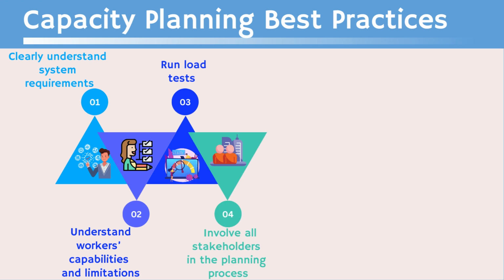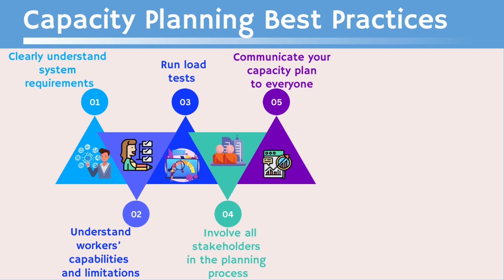Involve all stakeholders in the planning process. This includes managers, employees, customers, and suppliers. Communicate your capacity plan to everyone involved. This will help to ensure that everyone is on the same page and working towards the same goals.